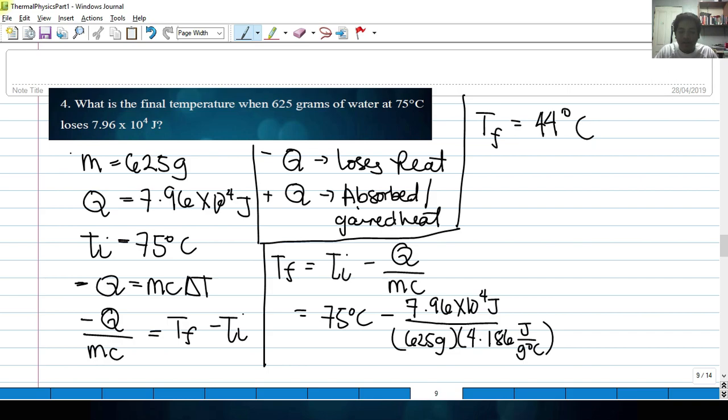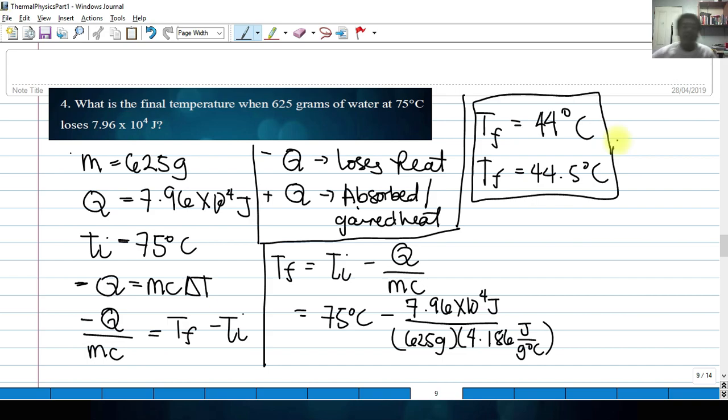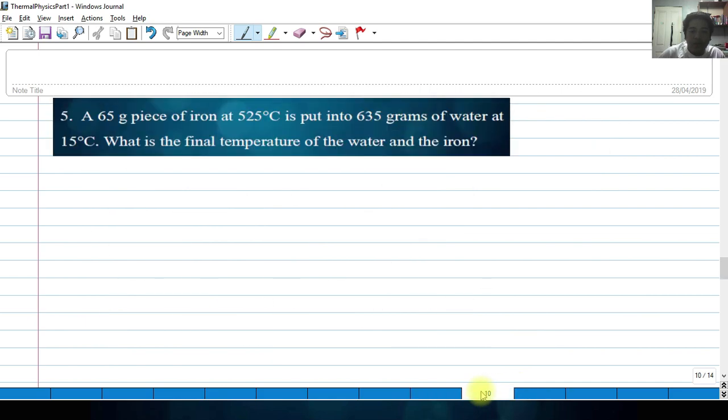Okay. So 44 degrees Celsius or 44.5 according to our calculation, 44.5 degrees Celsius or even 45 degrees Celsius. Okay? So, let's go now to our problem number 5.